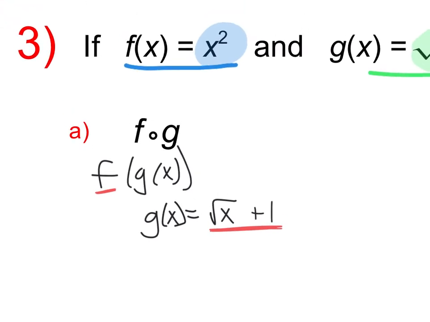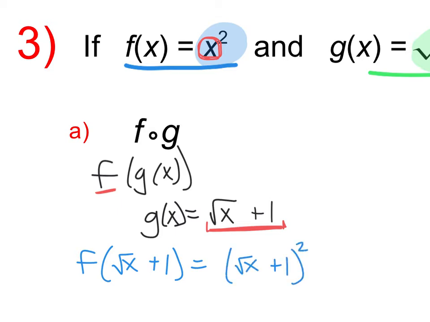And then we're substituting this into our f function. So if we zoom out here, f is x squared. So I'm substituting the square root of x plus 1 in for where x is in my other function. So I write that out as f of the square root of x plus 1 equals, and then this would be the square root of x plus 1 squared, because my f of x is just x squared. So I'm replacing the x with the square root of x plus 1.